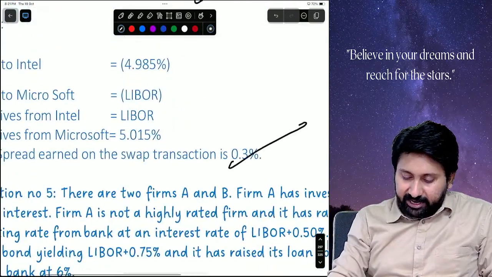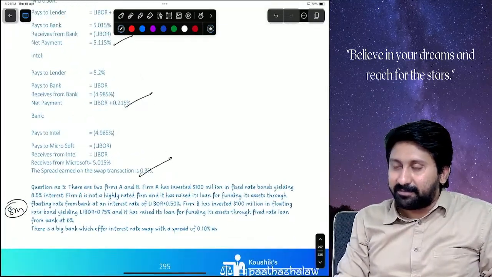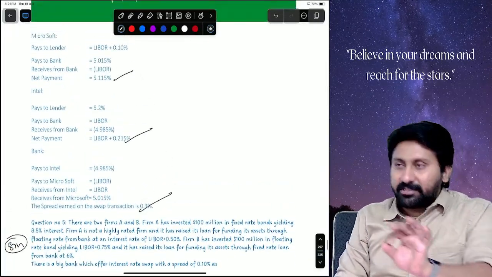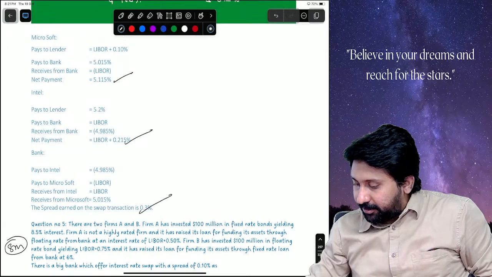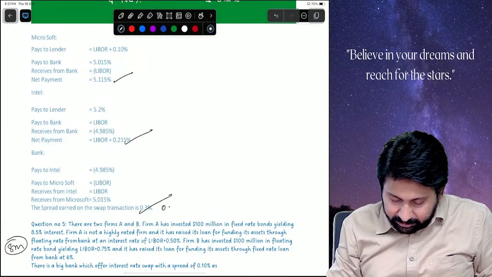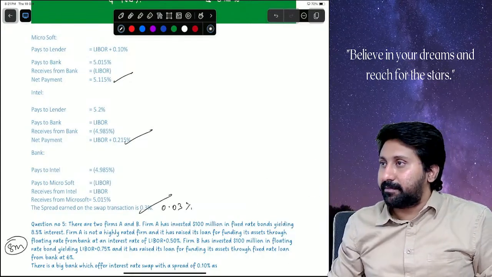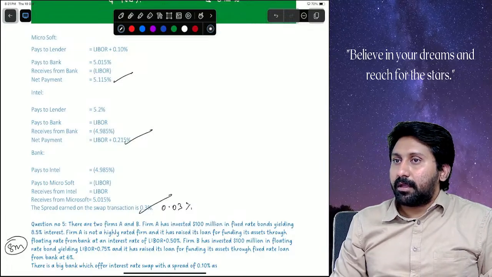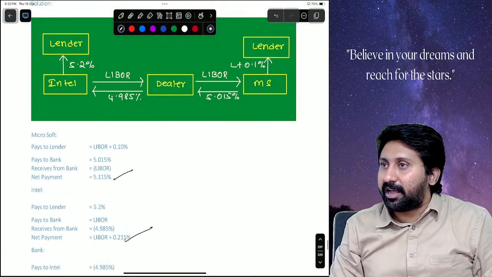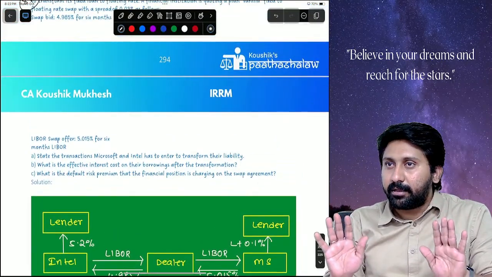The banker has made a straight gain. By mistake he has found 0.3%, but concept understood with everyone: 5.015 minus 4.985, directly how much? 0.03%. That's what he has given in the question. Sir, everyone understood the question clearly, yeah? Understood? Answer also understood clearly.